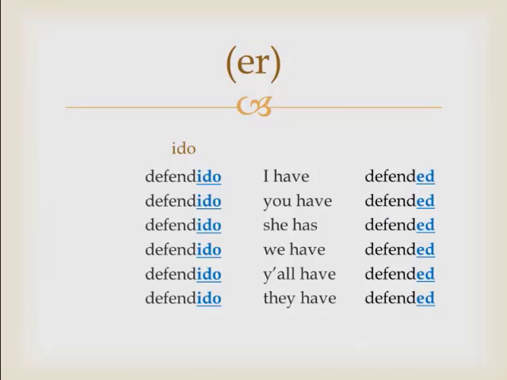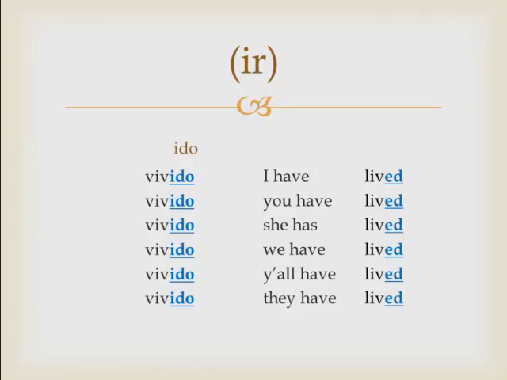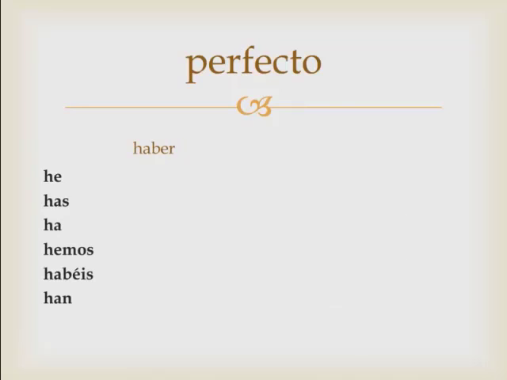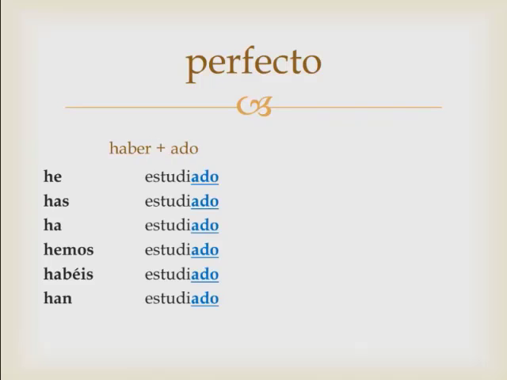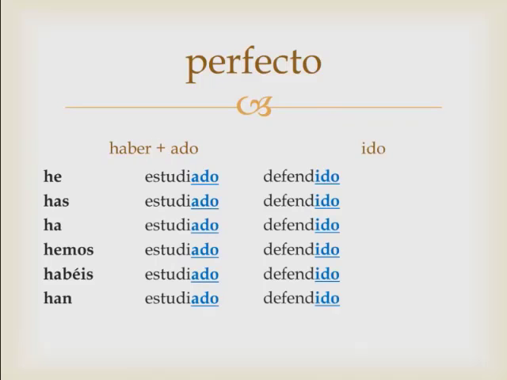Same for an IDO or an ER verb. That will stay defended or defendido all the way down. You'll just change the first verb, not the second verb. For an IR verb, exactly the same. Lived, vivido, you only change the verb in front. So, as a summary, haber is he, has, ha, hemos, habéis, han. For AR verbs, it's going to be estudiado, ER, defendido, and IR, vivido.